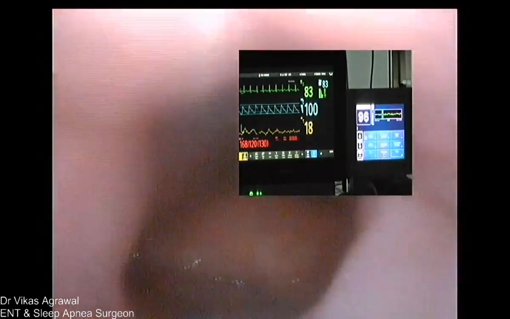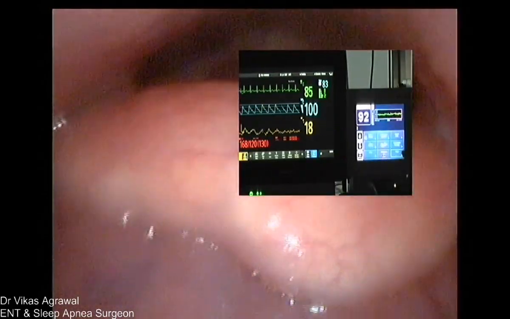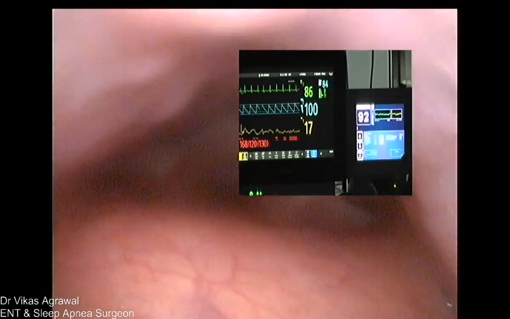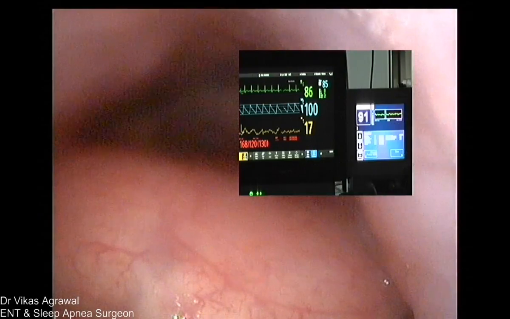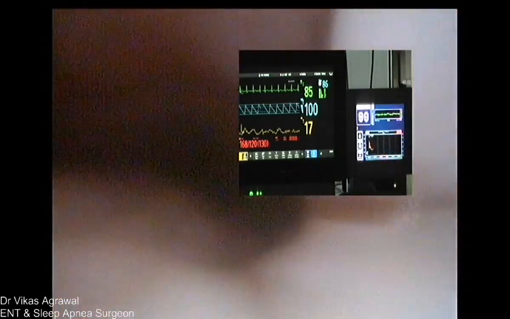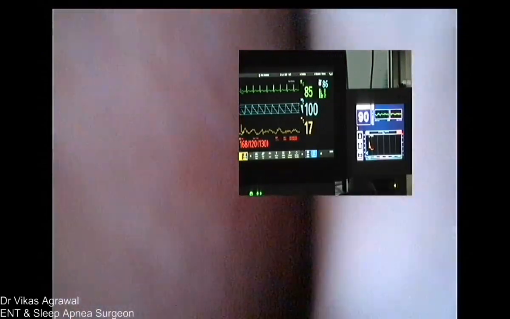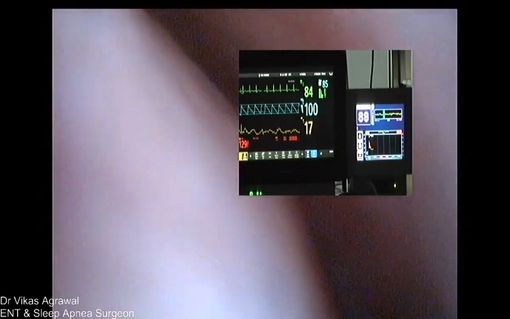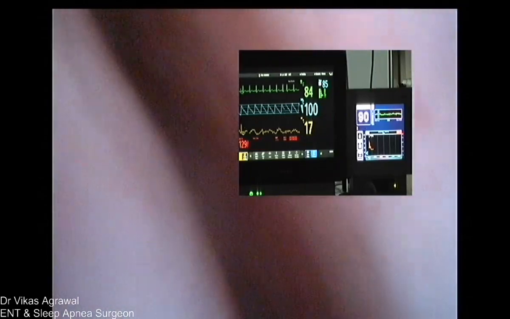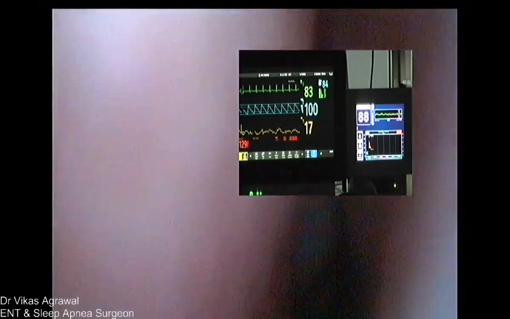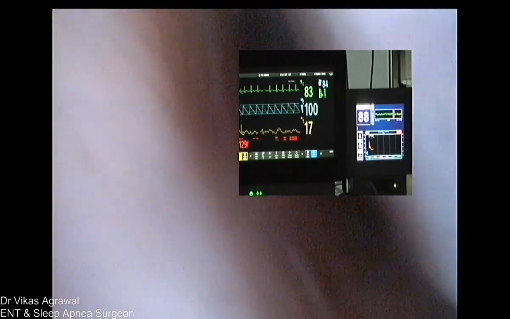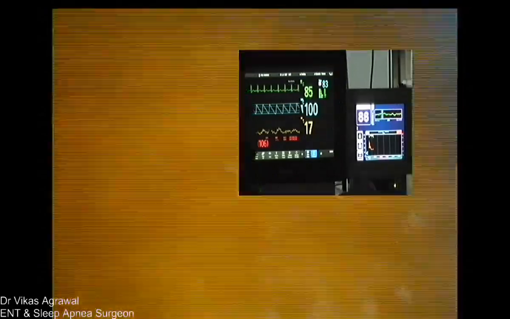Obviously we are going to go very slow. At this point you are seeing that his base of the tongue is also collapsing, but it's not completely blocking the airway. Now if we look into the nose, you can see a gross deviated septum on the left side, which is high DNS on the left side. As you look onto the lower part, it's deviated to the right. I'll show it from the right side.